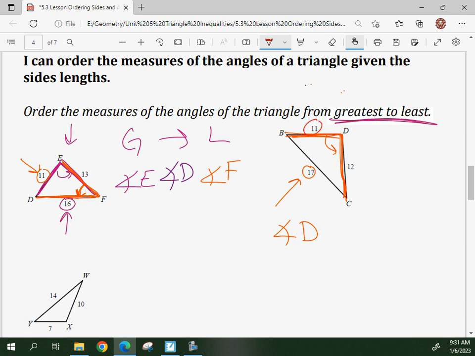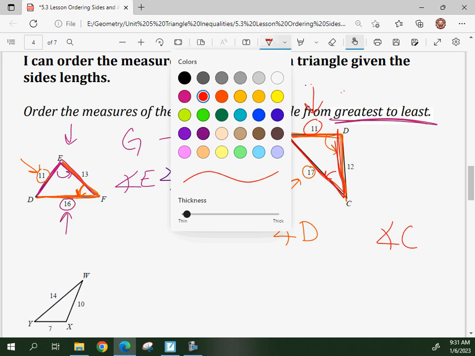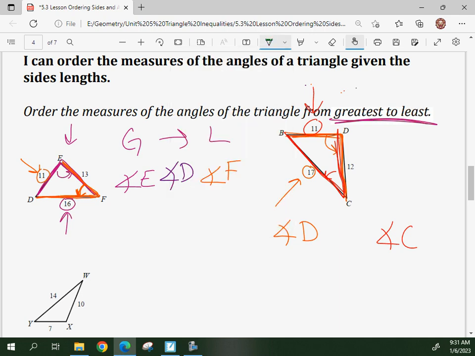Then I'll go find my smallest. That means these two sides make my smallest angle, angle C. And we have one angle left over that has no little markings in it. That is angle B.